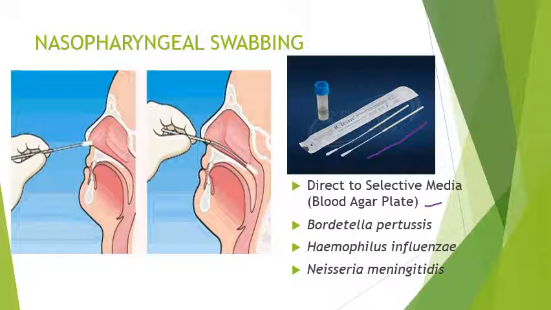Usually, nasopharyngeal swab is used to identify or to isolate the following organisms: Bordetella pertussis, Haemophilus influenzae, and Neisseria meningitidis. These are commonly fastidious organisms also.